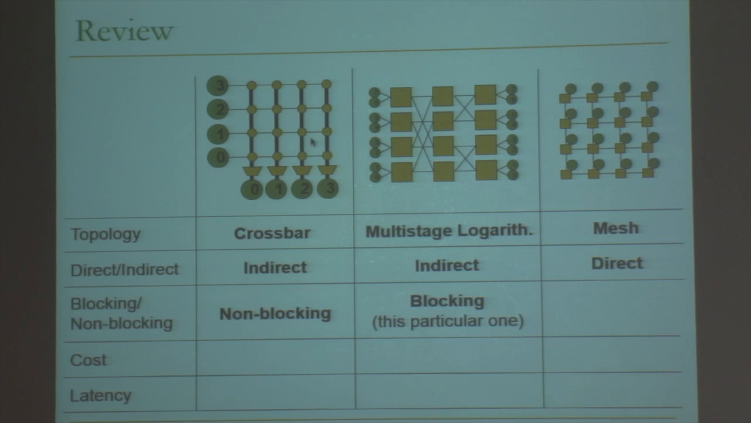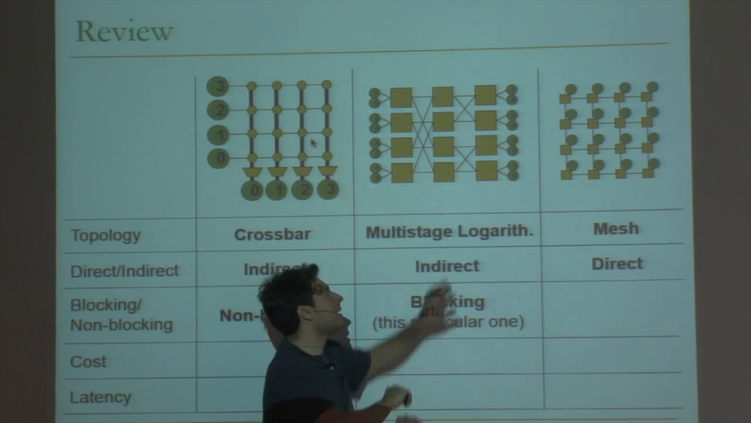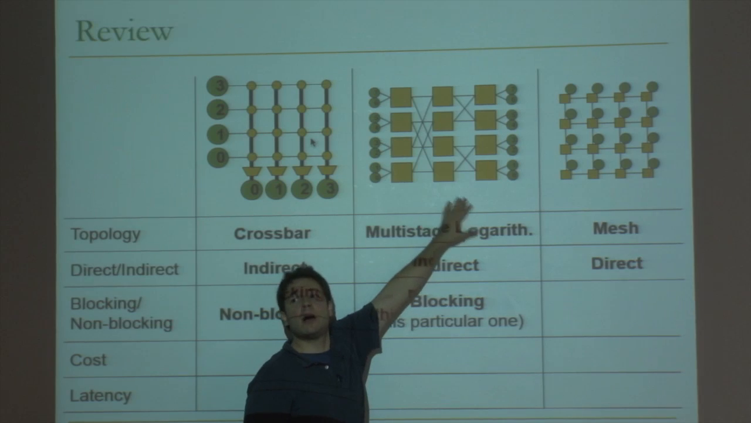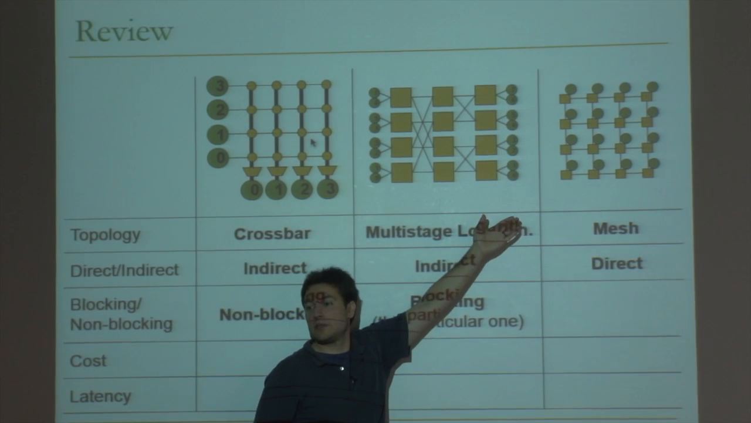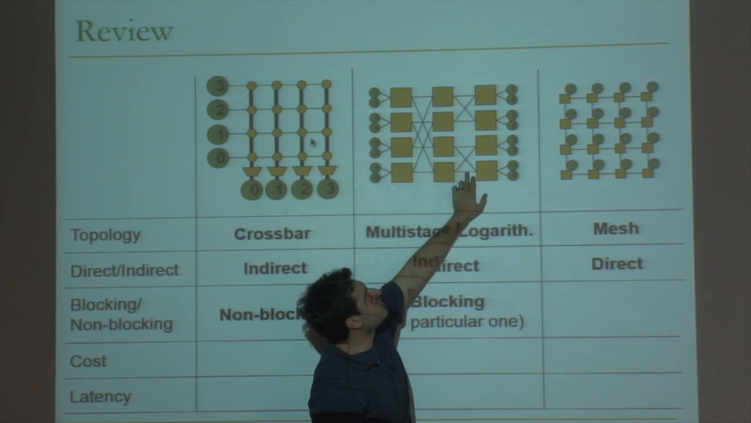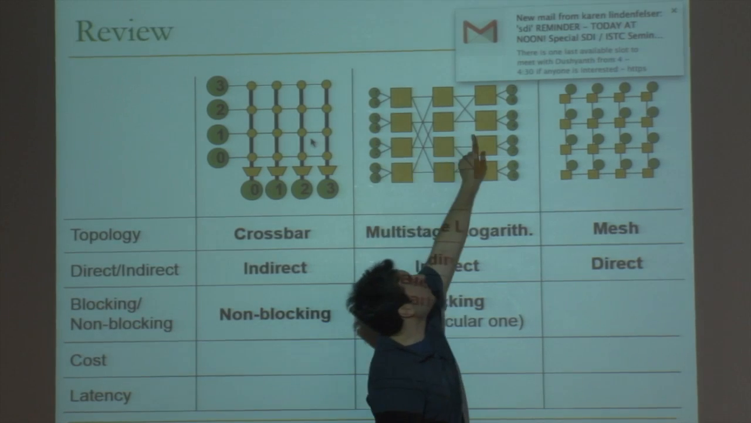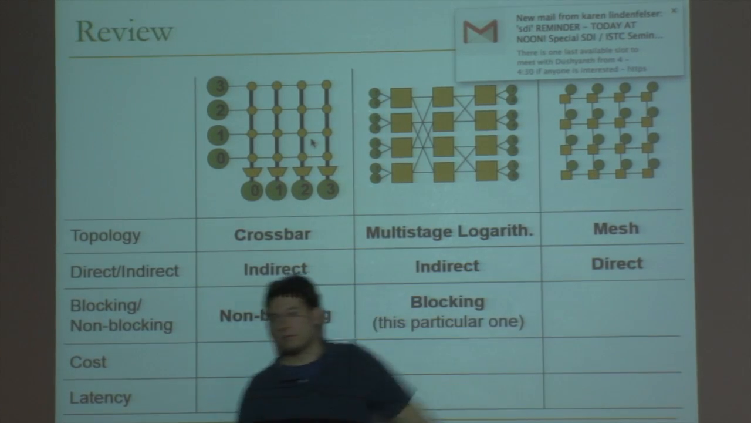So multi-stage logarithmic, this particular one is blocking, but they're not all blocking. And it depends sometimes on the number of stages you have. If you add more stages, so you have more path diversity, a blocking topology can become non-blocking with one more additional step, for instance. So in the example before, we saw that two connections had to share this link, but if I had a few more links, maybe that wouldn't be the case because I could go from up then down.